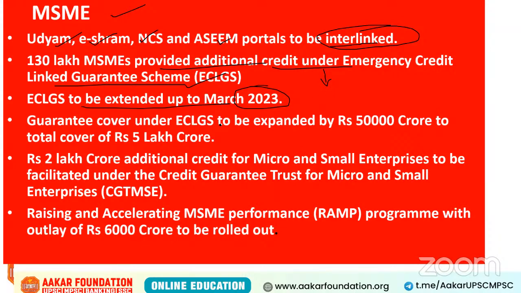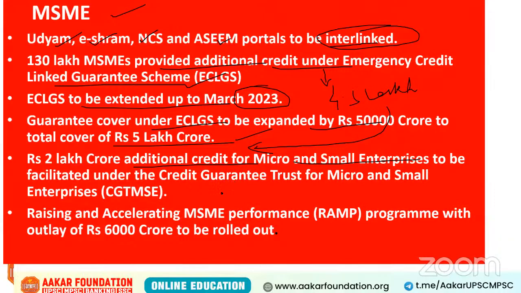Now the guarantee cover under it has been expanded by rupees 50,000 crore to a total of 5 lakh crore. So 4.5 lakh crore was increased earlier, and now it has been extended to 5 lakh crore. 2 lakh crore additional credit for MSMEs, or the micro and small enterprises, to be facilitated under the Credit Guarantee Trust for Micro and Small Enterprises.